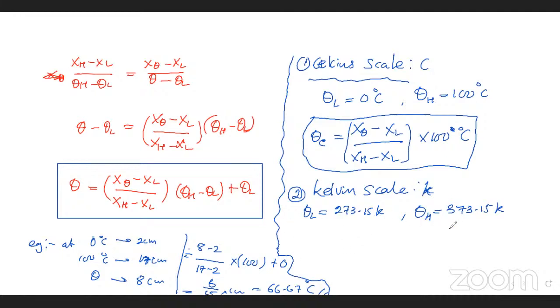Then we can substitute this value, and also you can see the difference between these two is 100. So it's also divided into 100, and this is not starting from 0. 1 Kelvin equals one part of this scale. So then theta in Kelvin, you can substitute the values there. This x theta minus xl part will not change with the scale, because the thermometric properties are the same for any scale: x theta minus xl divided by xh minus xl.